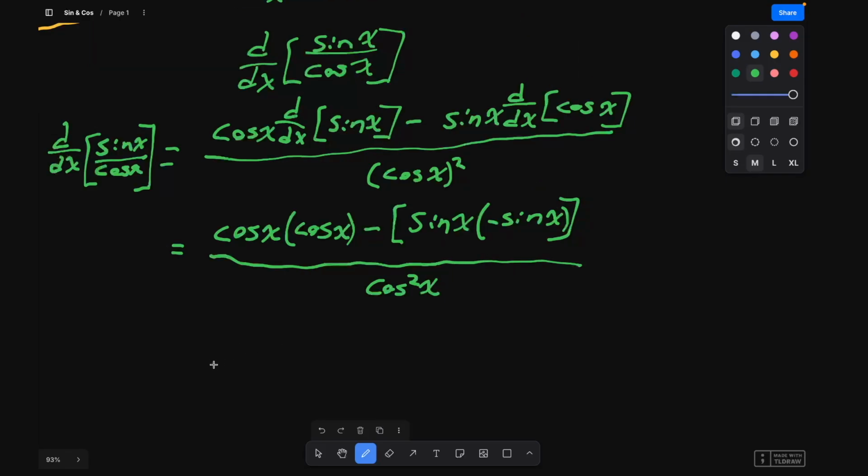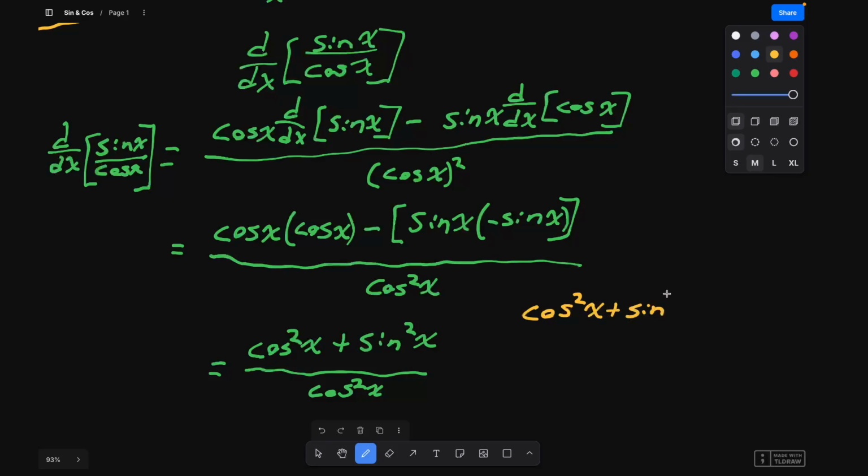If we simplify this, we have cosine squared x. This negative sign is going to distribute with this negative, so we're going to have plus sine squared x over cosine squared x. Now we can simplify this even further by using our trig identities. Specifically, the trig identity that says cosine squared x plus sine squared x equals 1.